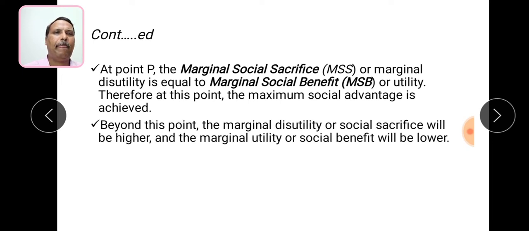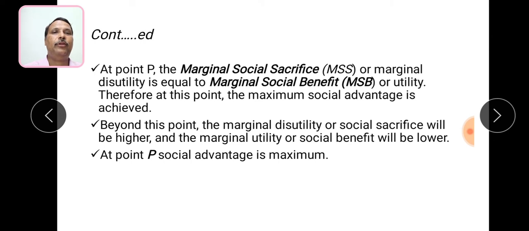Beyond this point, the marginal disutility or social sacrifice will be higher and the marginal utility or the social benefit will be lower. Therefore, at point P, the social advantage is maximum. Maximum social advantage is achieved at a point where the marginal social benefit of public expenditure and the marginal social sacrifice of taxation are equal, that is, where MSB equals MSS.